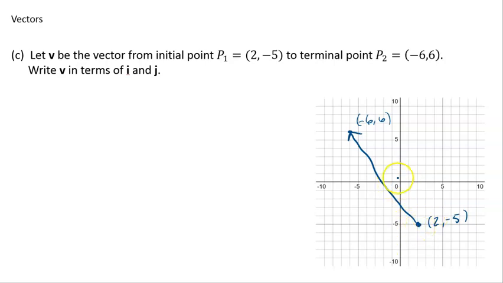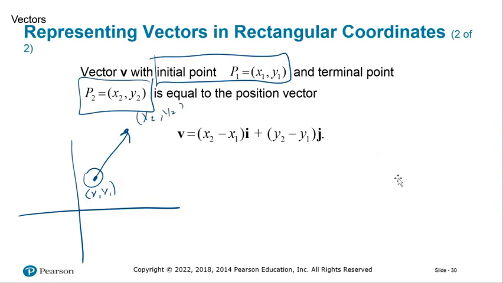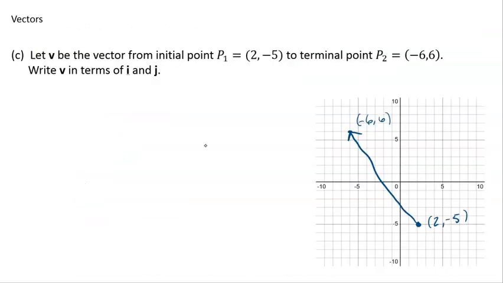But the problem is I can't write it in terms of i and j because this initial point is not at the origin. So how do we fix that? We use that formula I gave you a minute ago: x2 minus x1 i plus y2 minus y1 j. I subtract my x's and I subtract my y's. I'm going to write the formula here because you learn formulas by writing them down every time you use them.